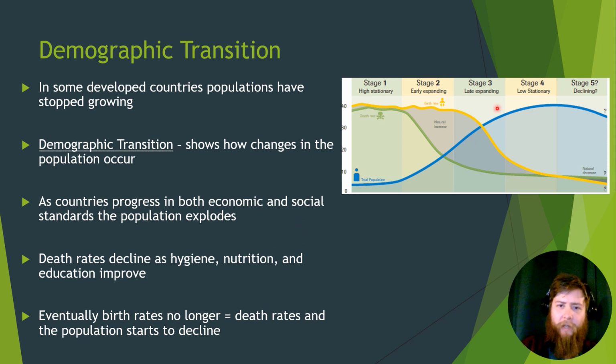Like I said, this growth is caused by economic and social standards that allow the population to explode. We get fewer deaths as we have better hygiene, better nutrition, and better education. And then eventually these equal out and we have lower birth rates. Our older population starts to die, and then we have this flat spot. And then eventually the population starts to decline. We see this in countries like Germany and a lot of other European countries that have already reached their maximum and are now starting to decline again.